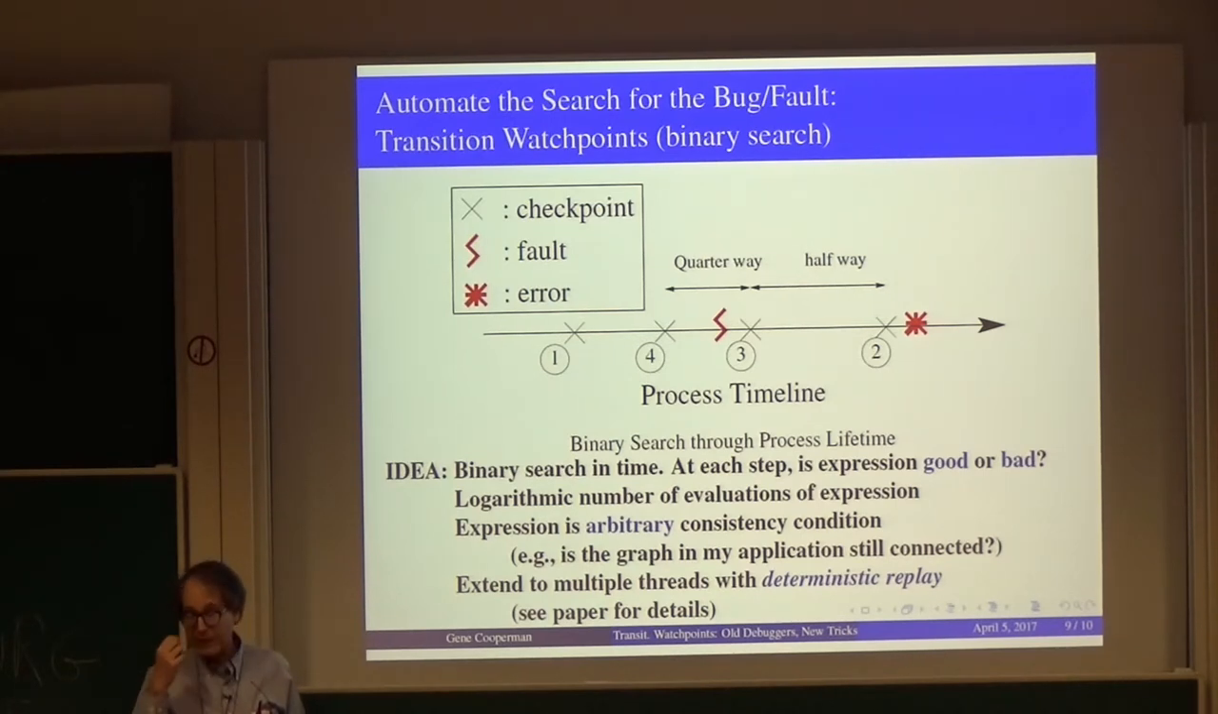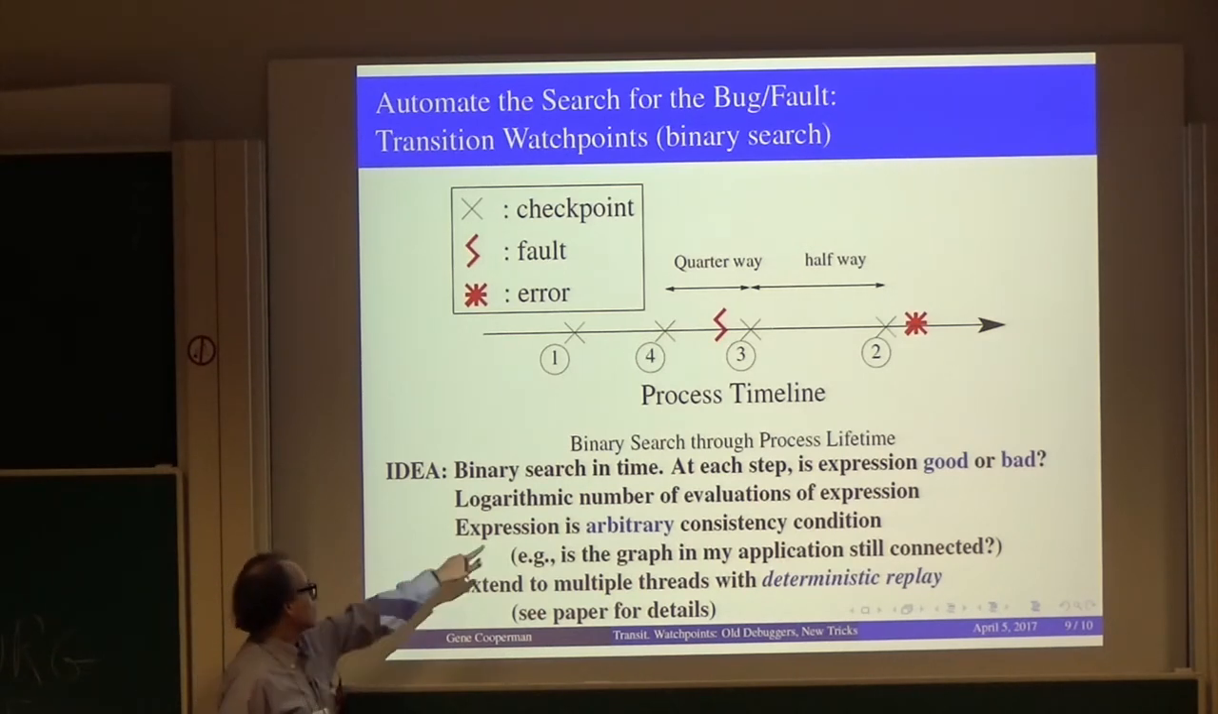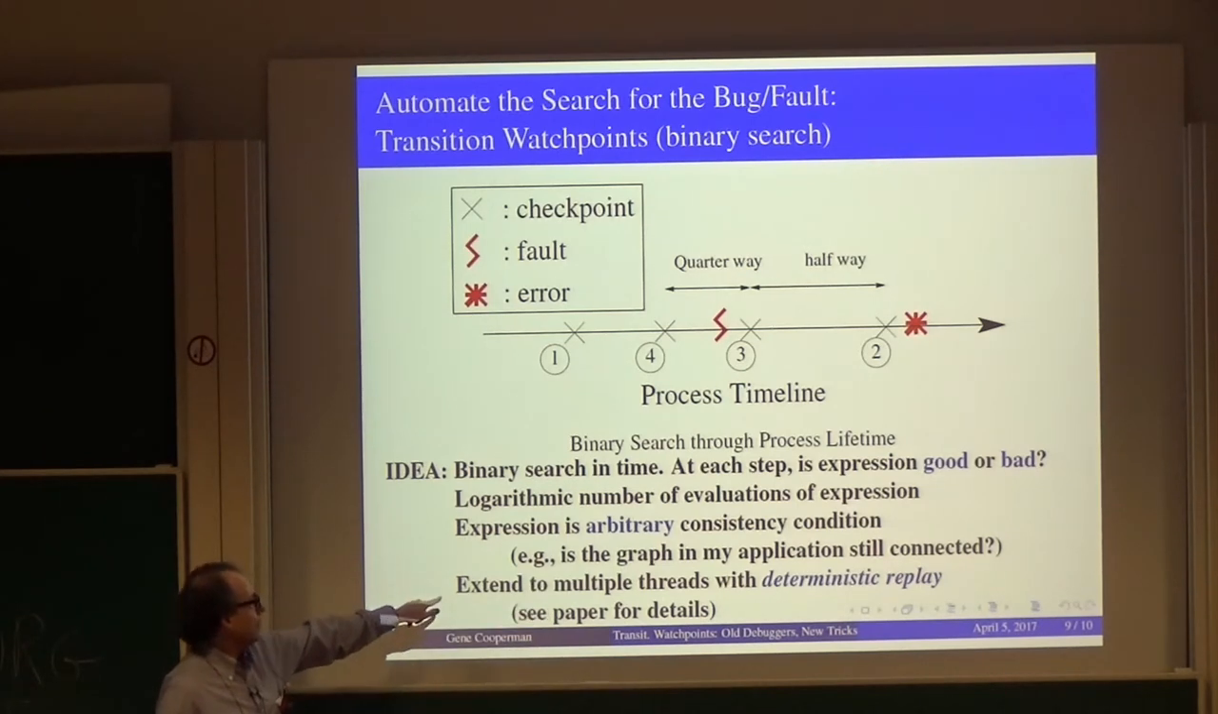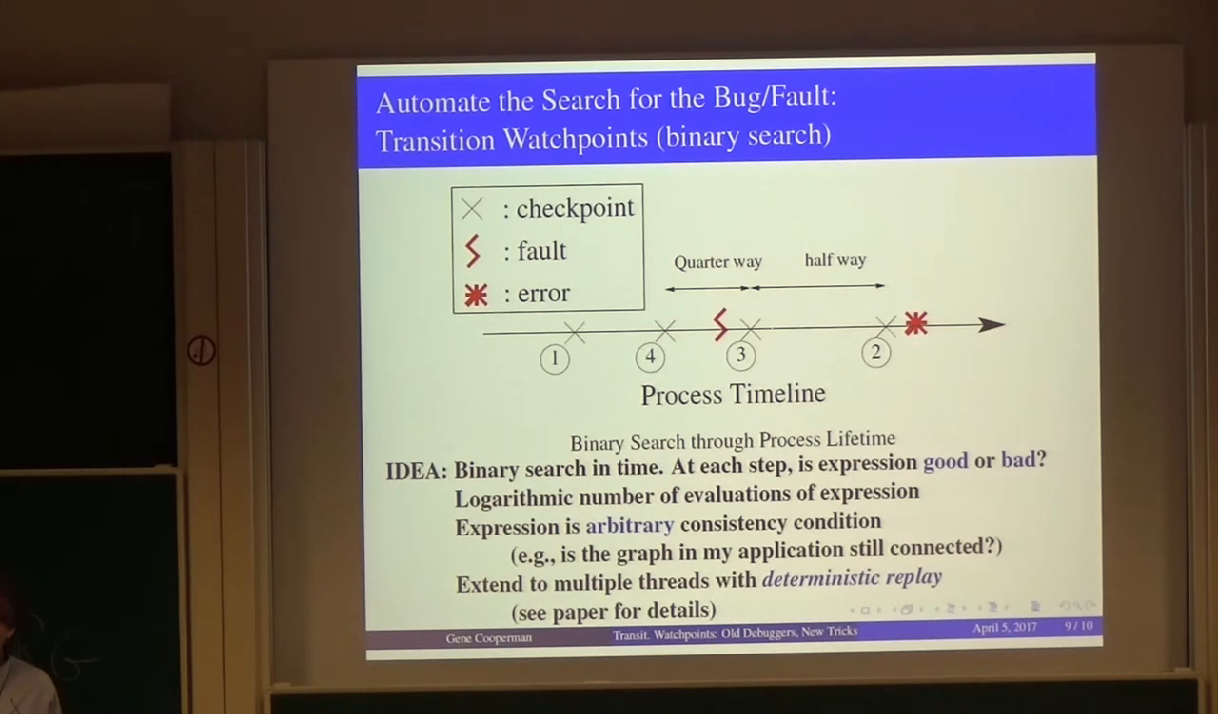As I said, in principle, GDB can also do expression watch points, but you would never want to use it because there it's a linear number of expression evaluations, once after each statement. So it works on an arbitrary consistency condition, such as the example I've been giving, is the graph still connected? And then it also extends to multiple threads by using deterministic replay. So we can choose a schedule for the threads which is consistent with the original schedule that exhibited the bug. And we do this just by logging certain events.